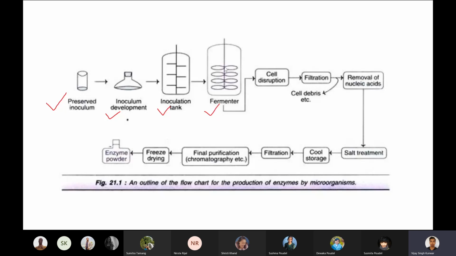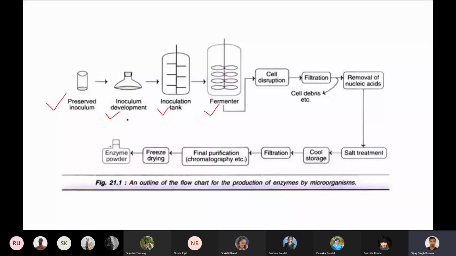All those microorganisms. There is this fermentation, and then there is the cell disruption, filtration, cell debris removal, and then removal of nucleic acids, salt treatment, cool storage, filtration, final purification chromatography, freeze drying, and there is our enzyme powder. So this is the outline of the flow chart for the production of enzymes by microorganisms. Right, a very general, extremely simple diagram.